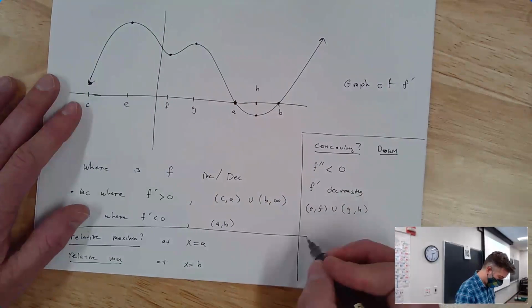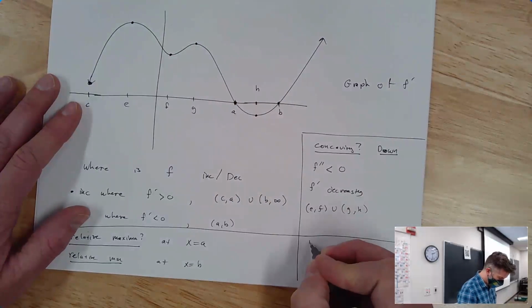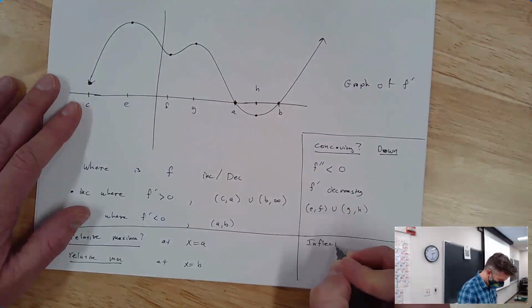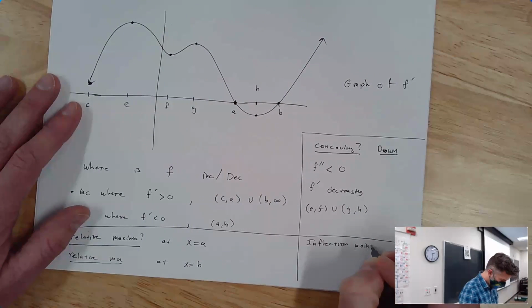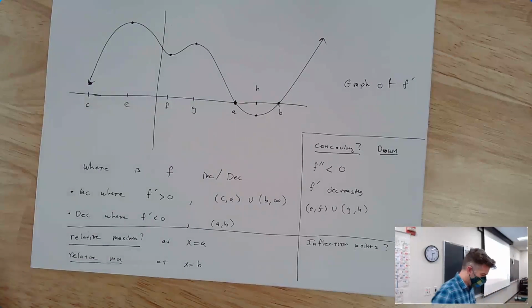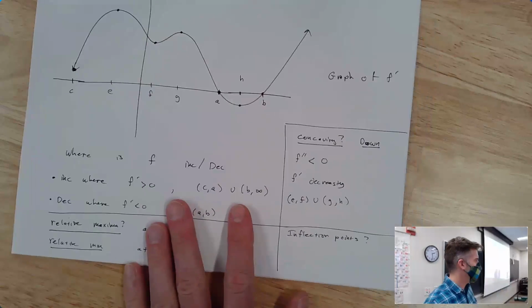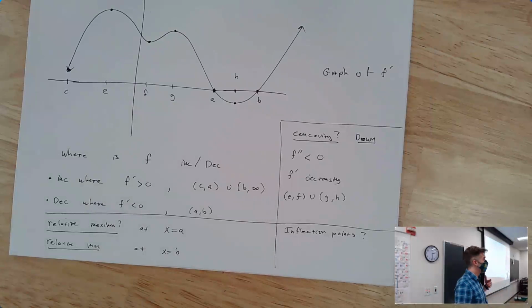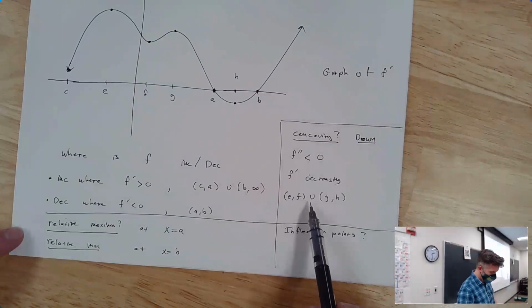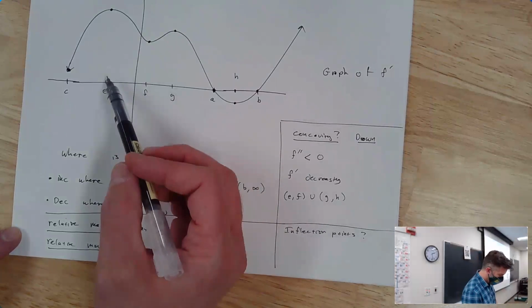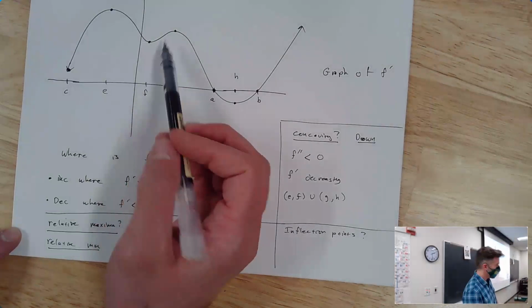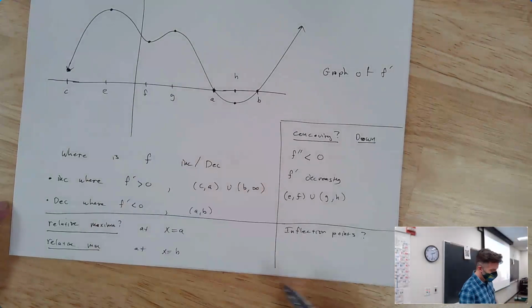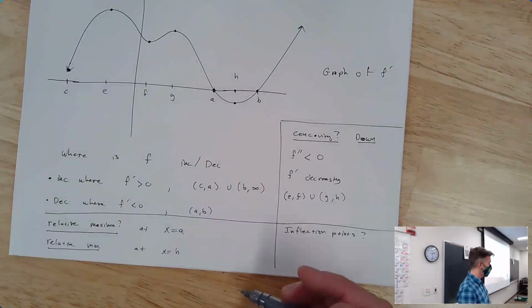I guess the last thing we might ask about would be, where might there be an inflection point? Well, we can actually already answer that question because we answered the concavity question. If you know where it's concave up and concave down, the places where it changes concavity are where you have an inflection point. So it looks like we're changing concavity at, sorry, that should be a point, not an interval. It looks like we're changing concavity at the point F.